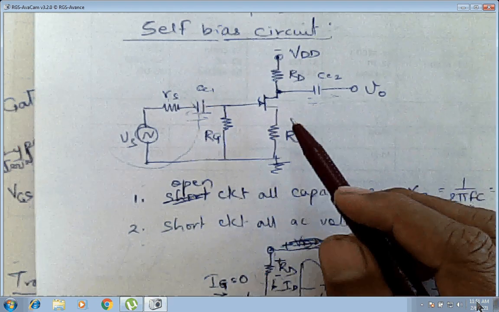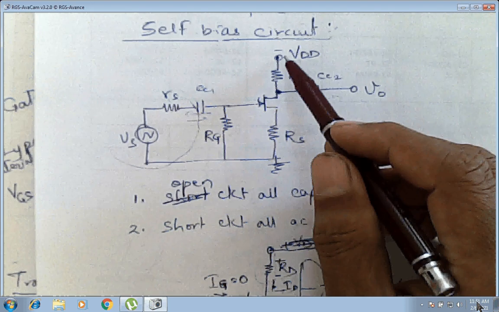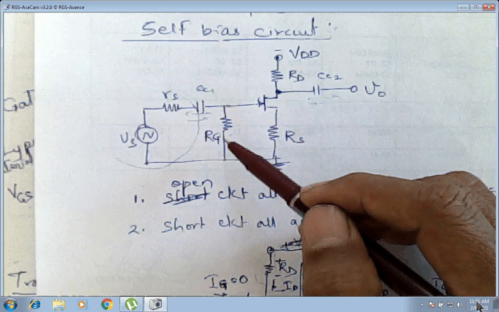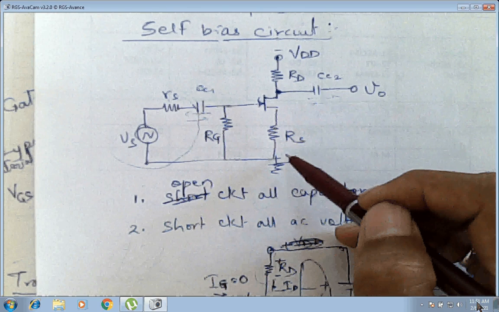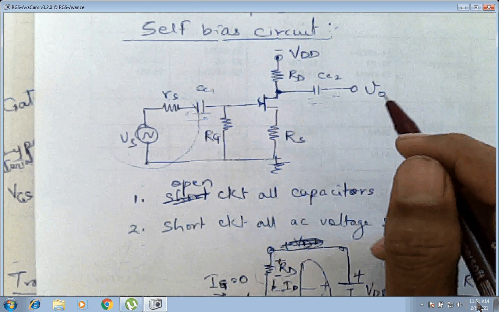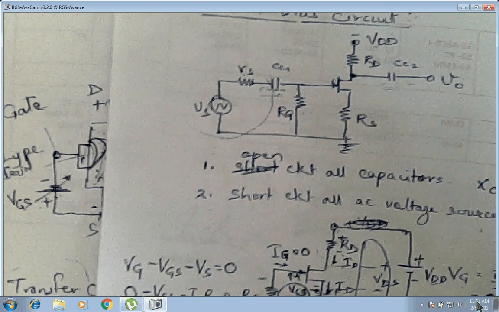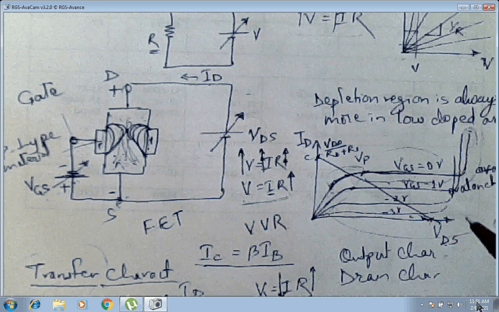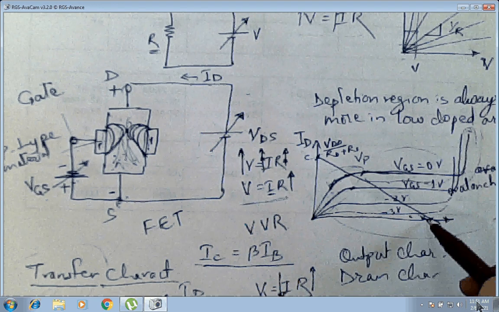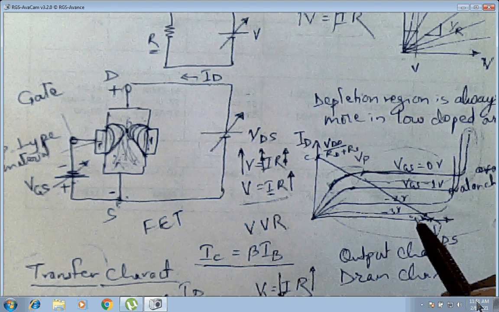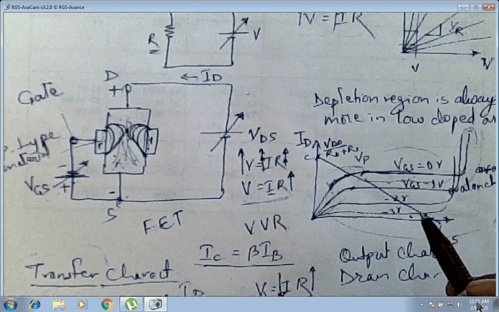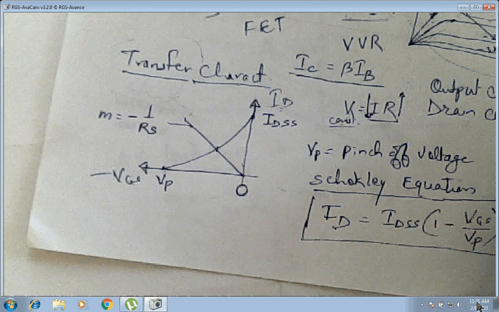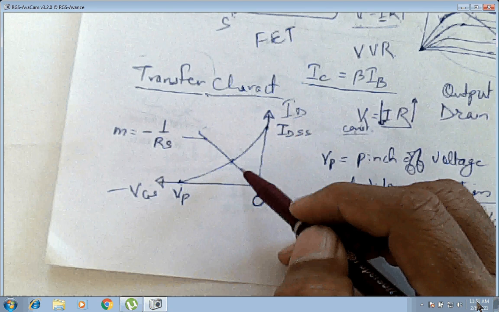So we have the operating point of this circuit, called the Q point, quiescent point. That Q point, quiescent point, will be lying on this line only. That's why it is called a DC load line. Your Q point will be lying on this line in the output characteristics.